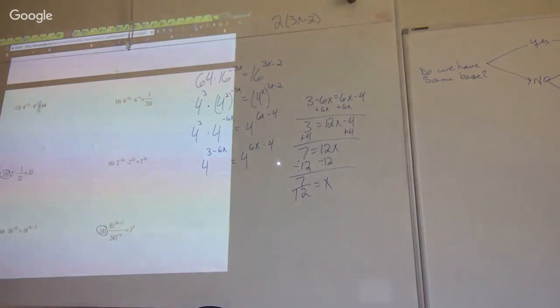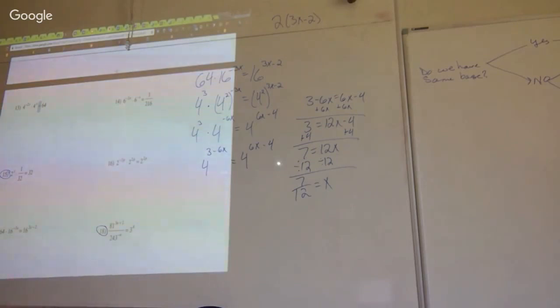You're writing so many exponents. When I got to 243, I was done. Okay, I did one. The answer is negative 2.